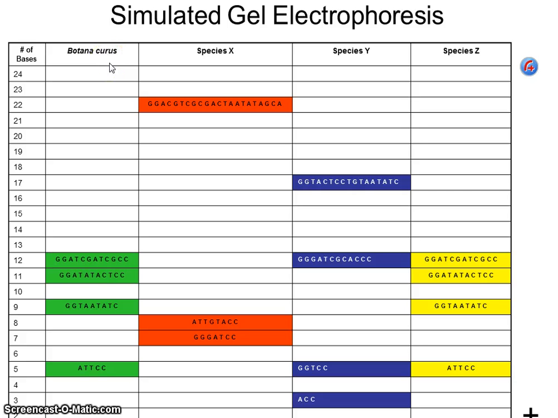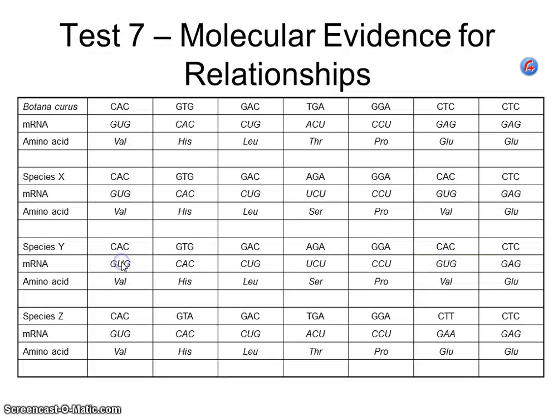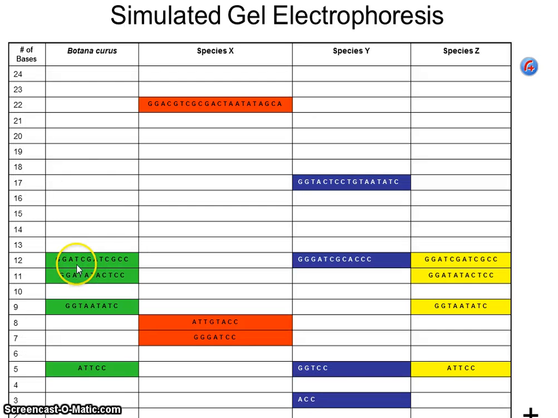Okay, on page 9 of the lab is where you're going to be recording information like this. You're going to be writing out the actual base sequence for each one of the strands, and you need to put it in the right row of the chart to show how long it is, how many bases it is. Okay, so if you take a look at the top corner, it says number of bases, and then Botanicurus has these bases in it. This is just like a DNA fingerprint, and you're going to use it to compare.